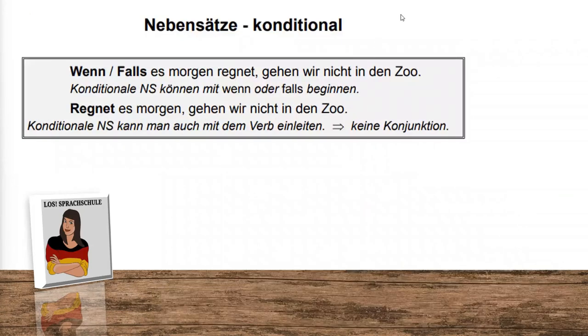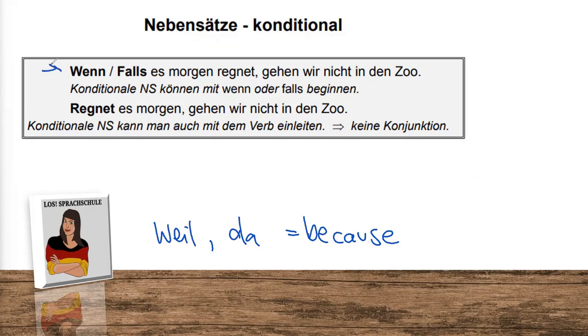Our next topic is similar but not. It is again Nebensätze, but conditional, which is grammatically speaking quite a big deal because we use it so much. So before we had weil, because, but now it's a little bit different. Let's read. Wenn es morgen regnet, gehen wir nicht in den Zoo. Or second option, falls es morgen regnet, gehen wir nicht in den Zoo. Translation is, of course, if it rains tomorrow, we do not go to the zoo.